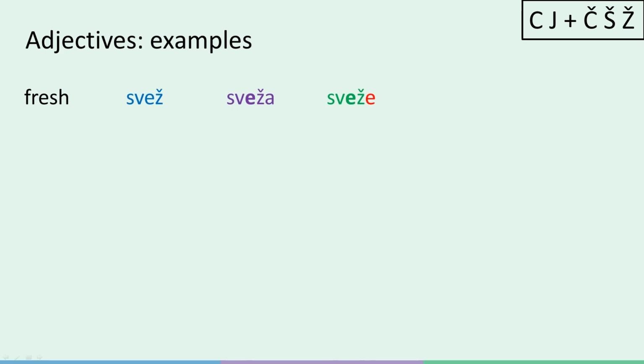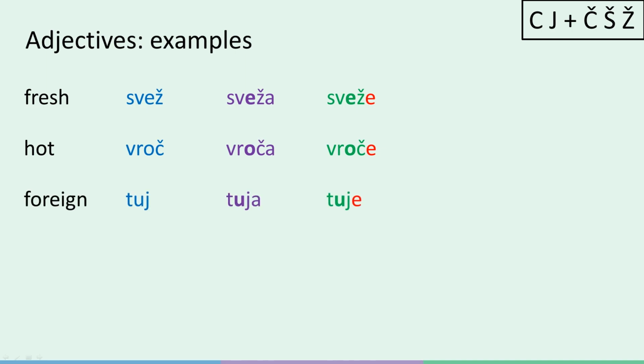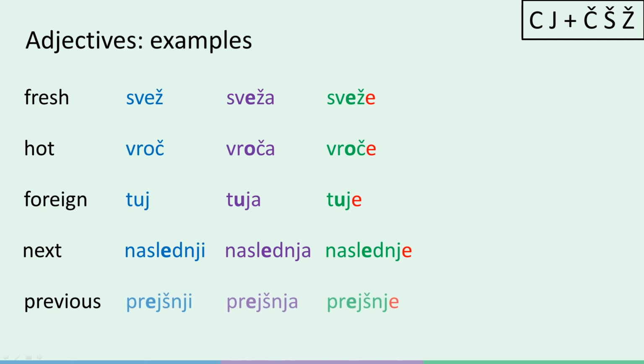Fresh is svež, sveža, sveže. Hot is vroč, vroča, vroče. Foreign is tuj, tuja, tuje. Next is naslednji, naslednja, naslednje. And previous, prejšnji, prejšnja, prejšnje. In the last 2 examples, ignore the final I. It's the J that counts.